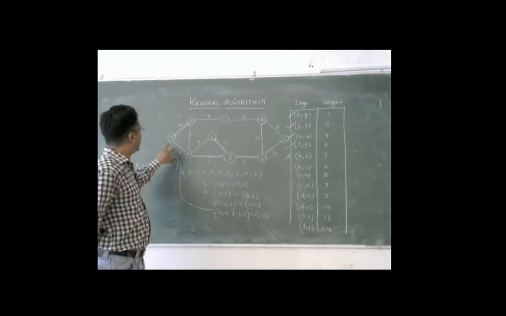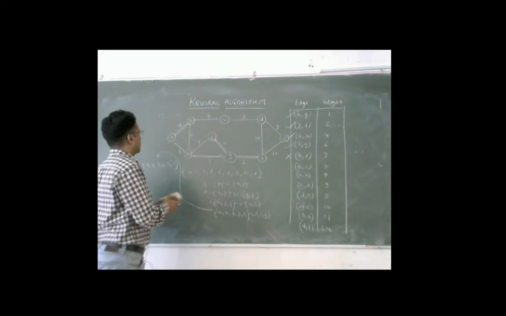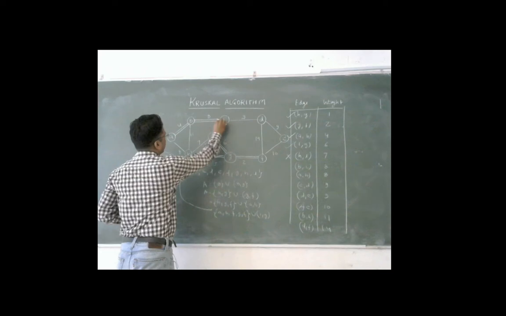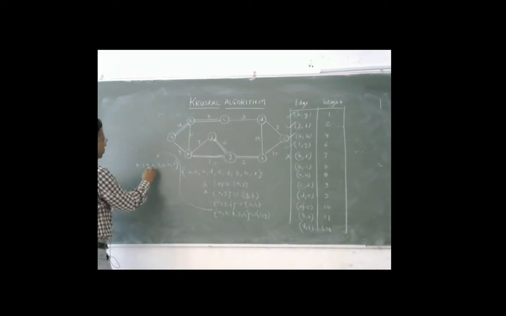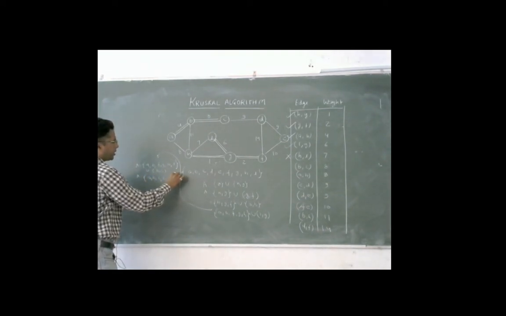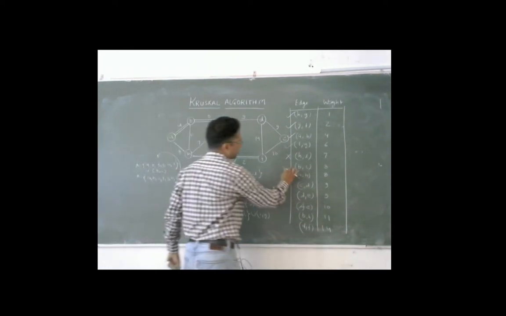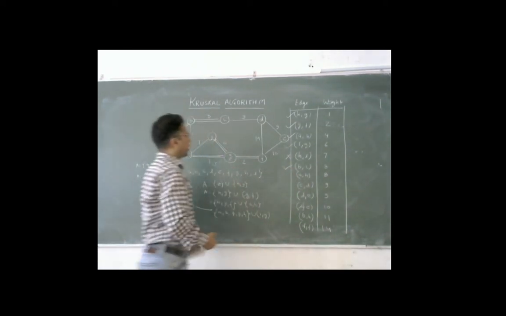By BC, we are getting an extra vertex C. So after this, performing the union with B, C, we shall get A equal to A, B, C, F, G, H, I. Right? Now the next edge is AH.